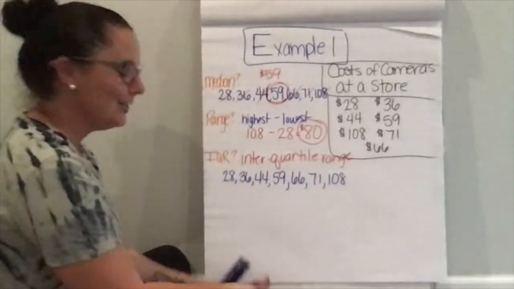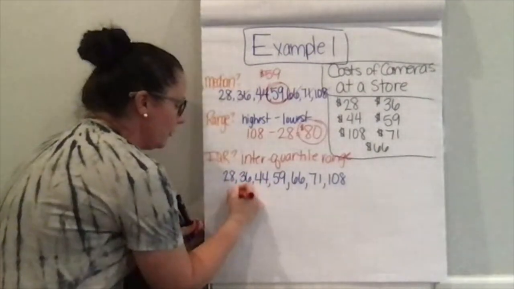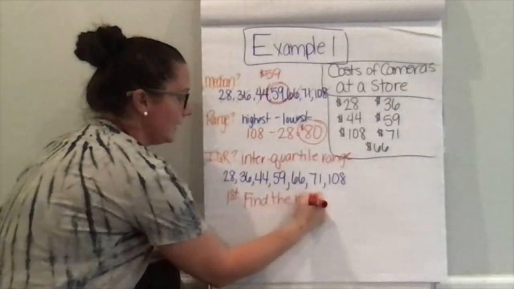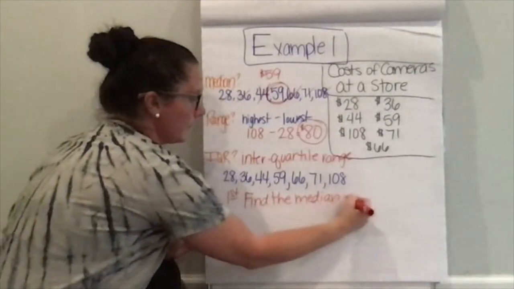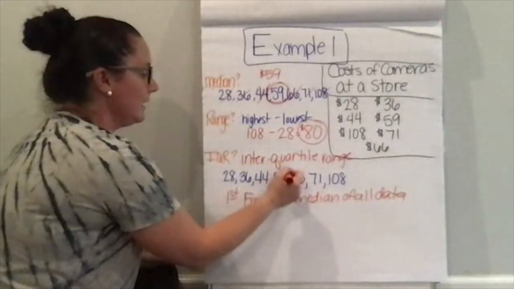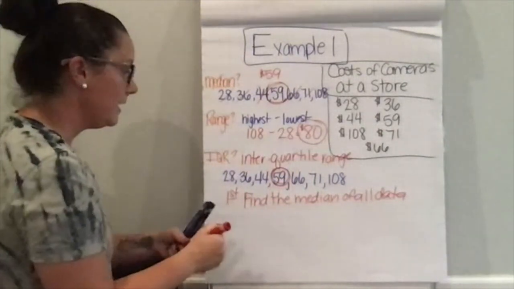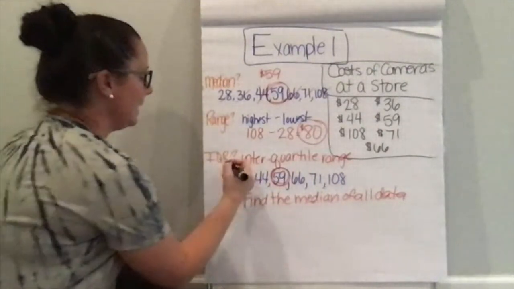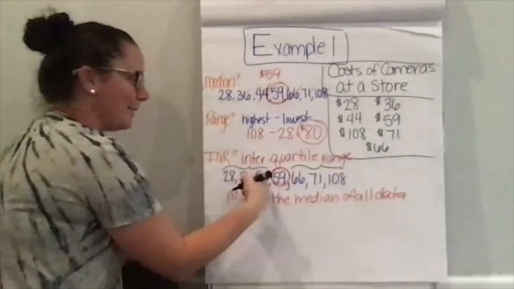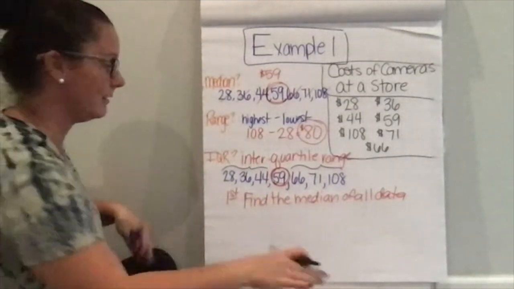How do we do that? I'm going to give you step by step how to do that, and we'll do it together. So the first step is find the median of the entire set of data. We've already done that, and we know that our median is right here. It's 59. Now that I found the median of my data, do you see that I have a bottom half and a top half of data? So I've just split my data into two sections.